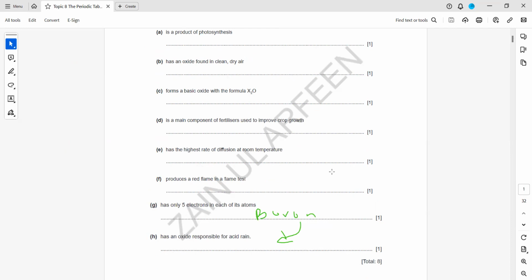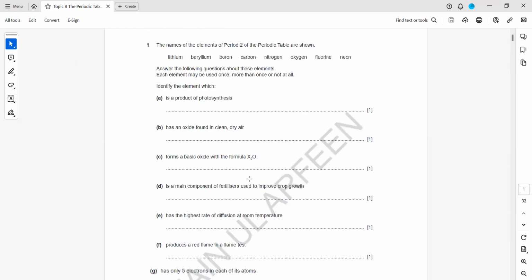And has an oxide responsible for acid rain. Yeah, that's right. This was boron. Which is responsible for acid rain? Form an acidic oxide. So nitrogen, that's correct. Yeah, that's right, nitrogen.